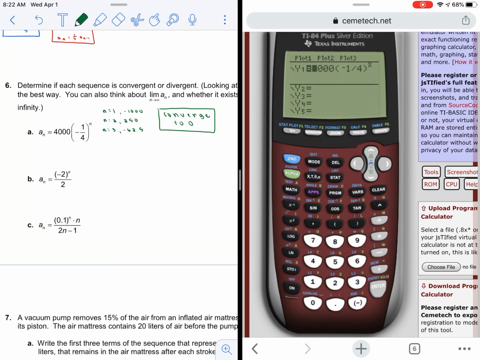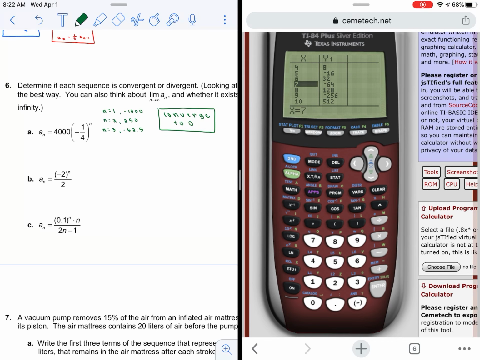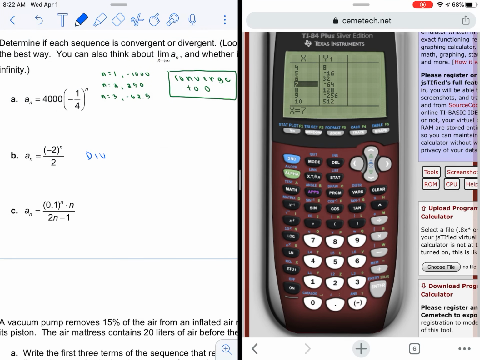So for part B, let's see how you did. You can take this negative 2 and raise it to the x power. And then we want to divide that quantity by 2. If you go to your table, just check to see what's happening. Notice that as n gets larger and larger, these values get larger and larger. They're not approaching a value. They keep getting larger and larger, one time negative, one time positive. This right here is going to diverge.